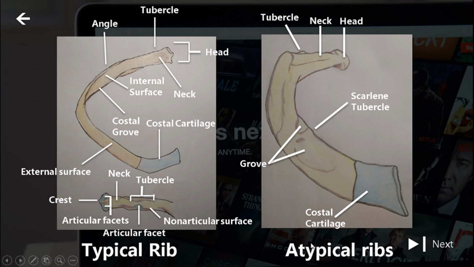The first, second, and 10th to 12th ribs are known as atypical. The head articulates with the body of the vertebra and has only one articular surface. The tubercle has a facet for articulation with the transverse process, and this scalene tubercle separates two smooth grooves.